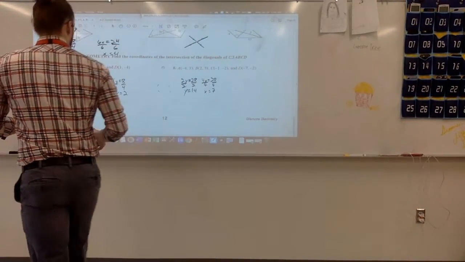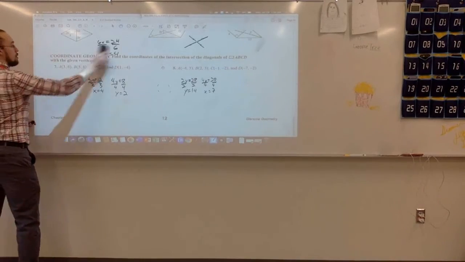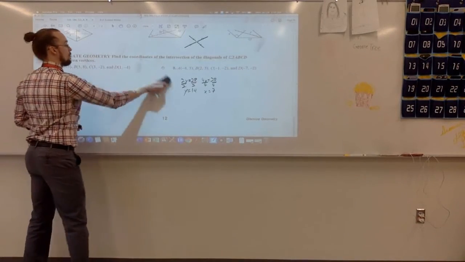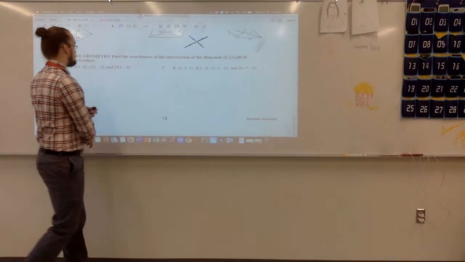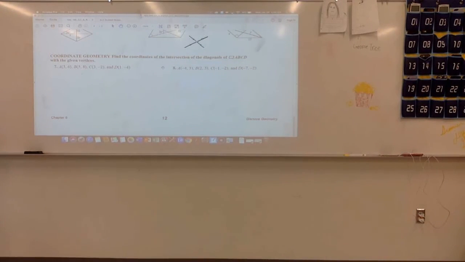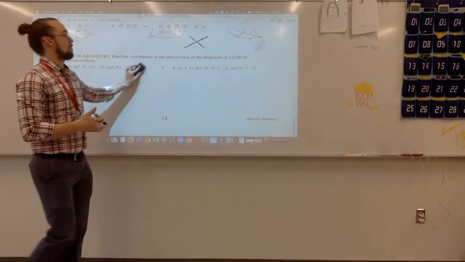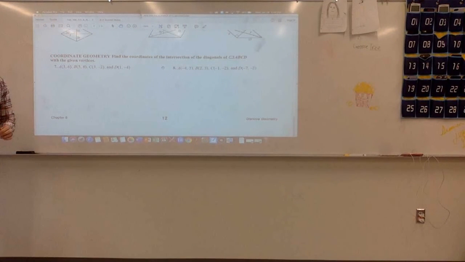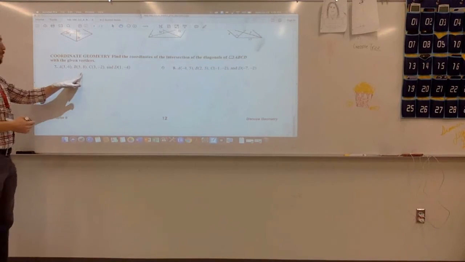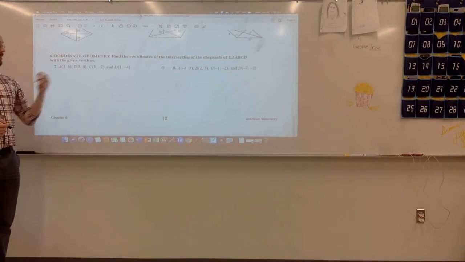These two problems were given all 4 coordinates of the vertices of a parallelogram, and it says find the coordinates of the intersection of the diagonals. Well, if I know that the diagonals cut each other in half, they bisect each other, where would they meet?